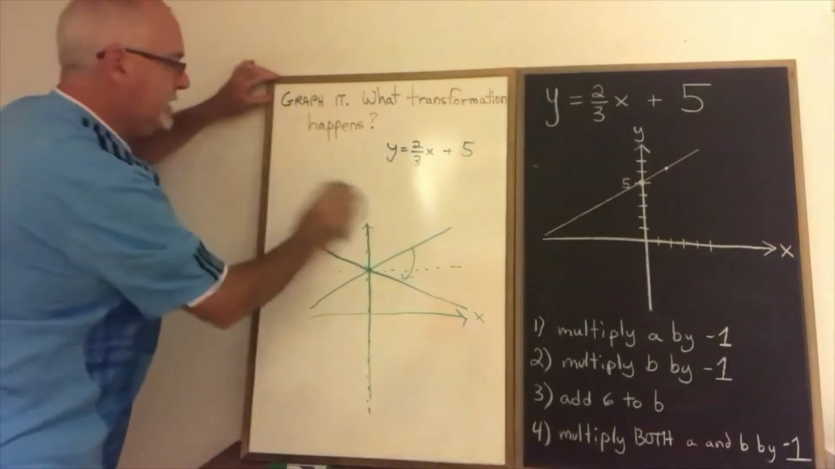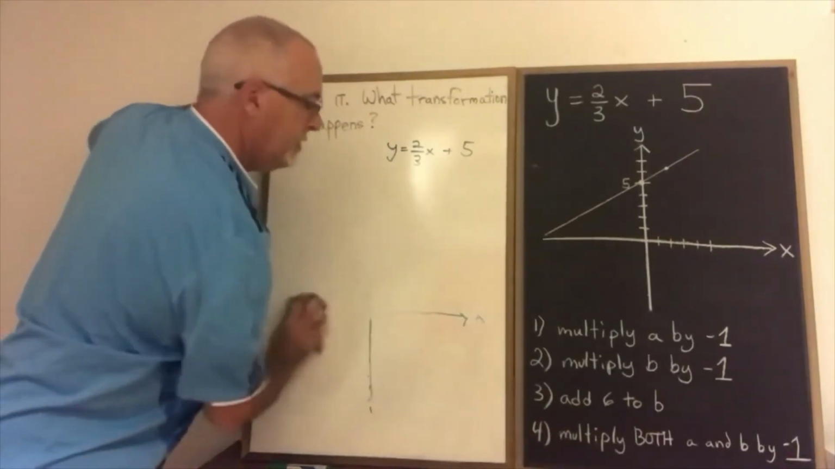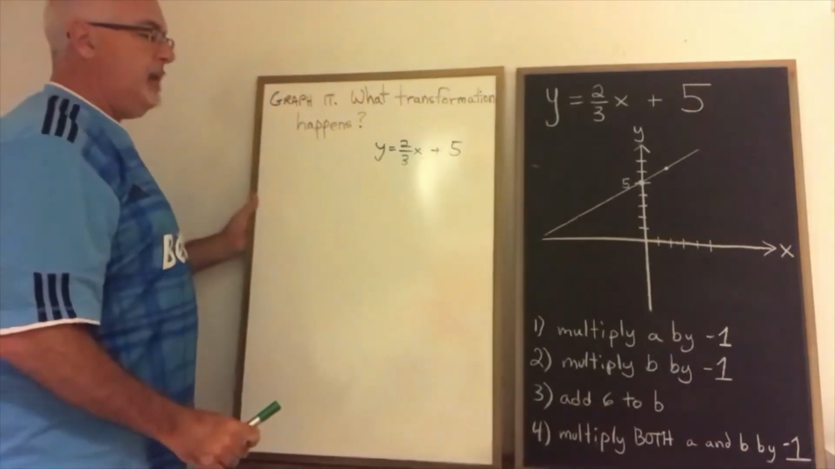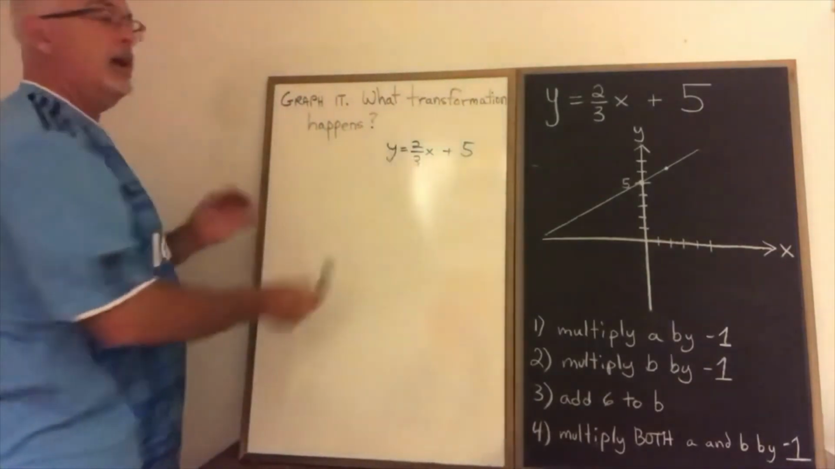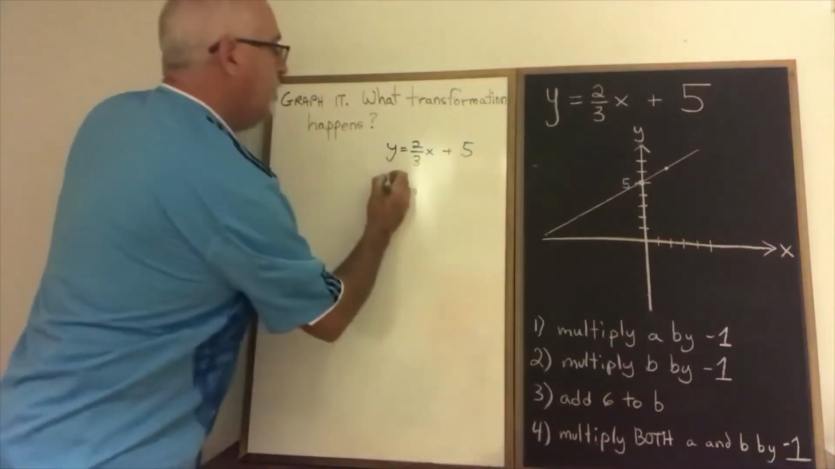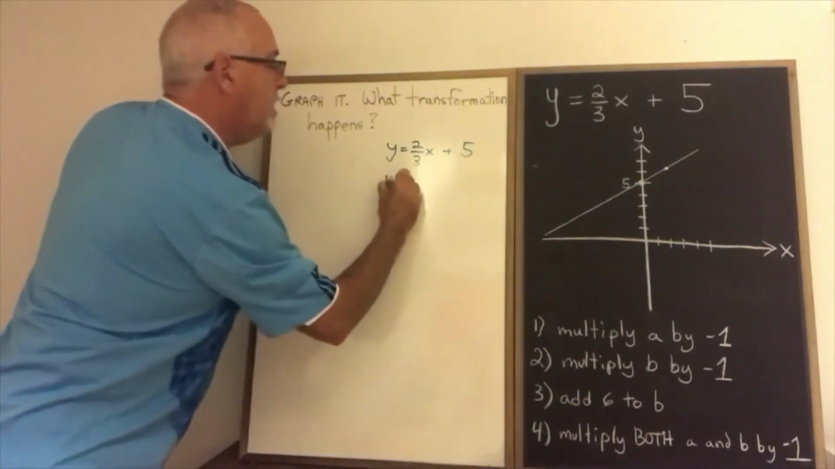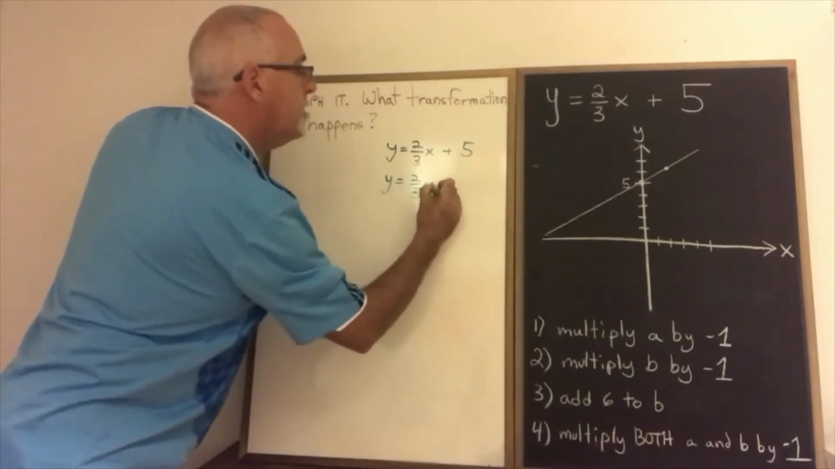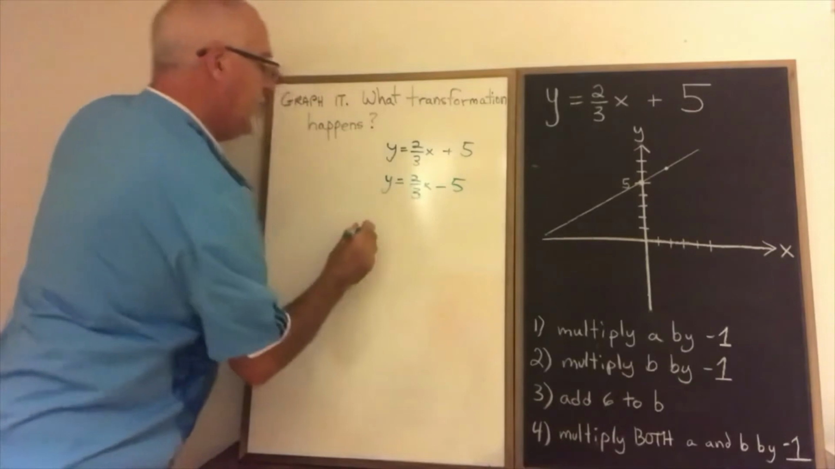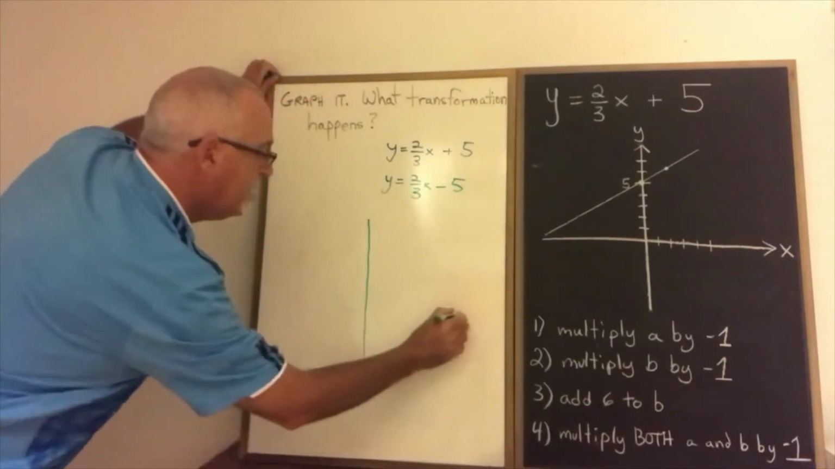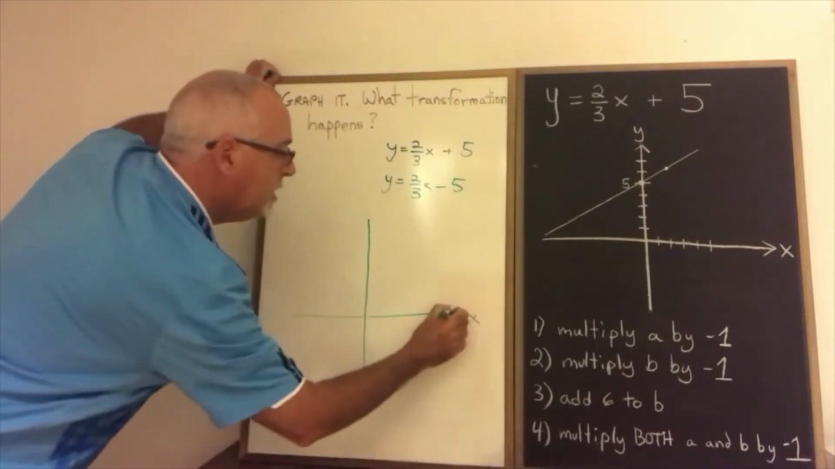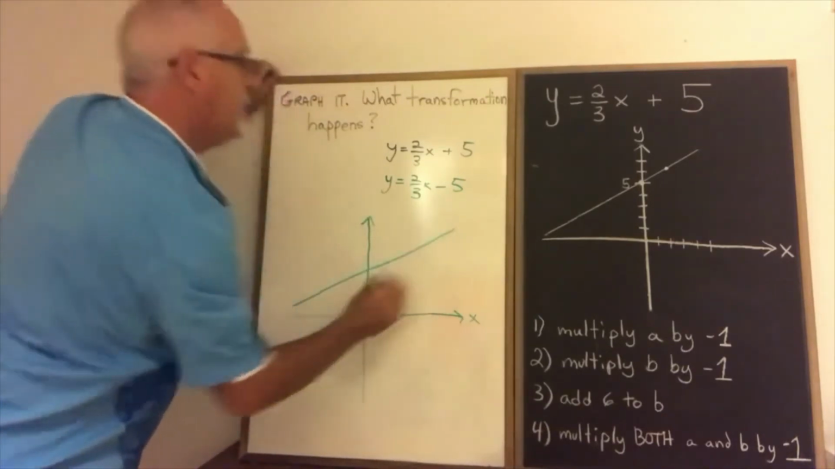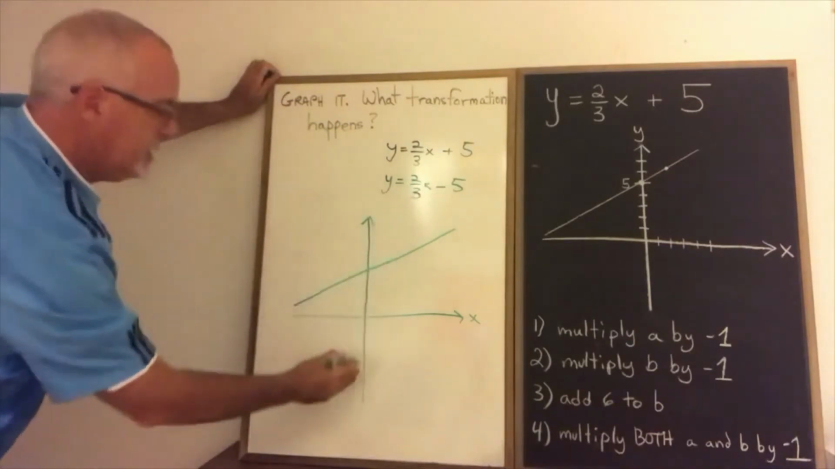Now I'm going to erase this one, and we'll take a look at part 2 of the question. What happens when we multiply b by -1? So this time we're keeping our a at 2/3. And if we multiply b by -1, we get y equals 2/3 x minus 5. When I draw that graph, -5 is down here.